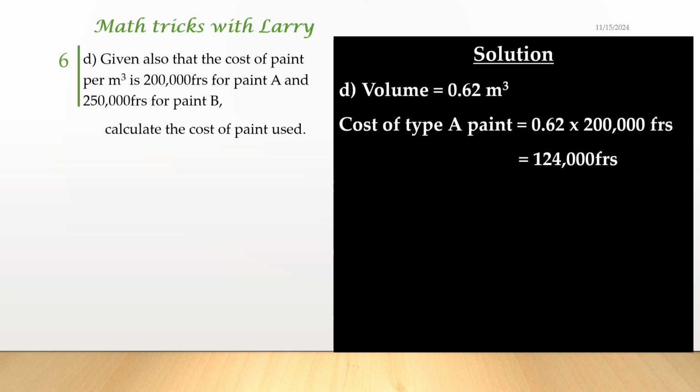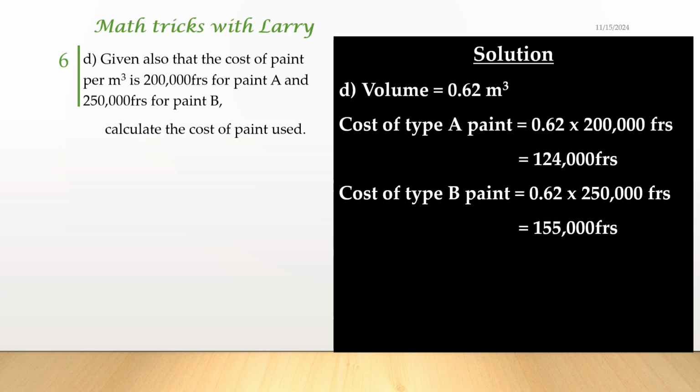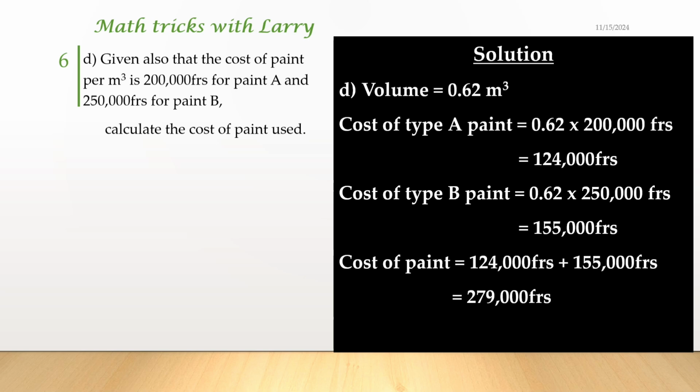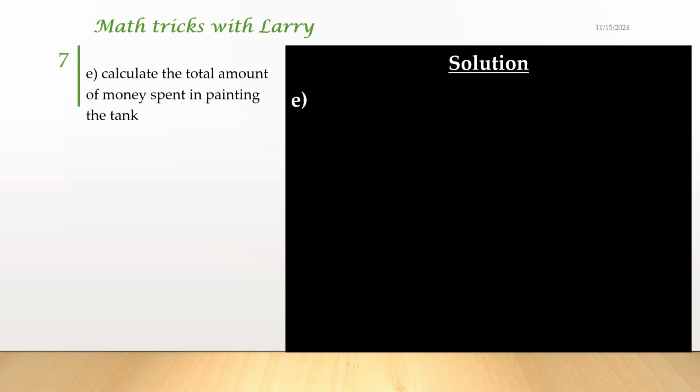Now, if we go to type B paint, it will be the same procedure, and we get 155,000 francs as the cost of buying type B paint. Therefore, the total cost of paint will just be the sum of the two, which will give us a total of 279,000 francs as cost of paint.